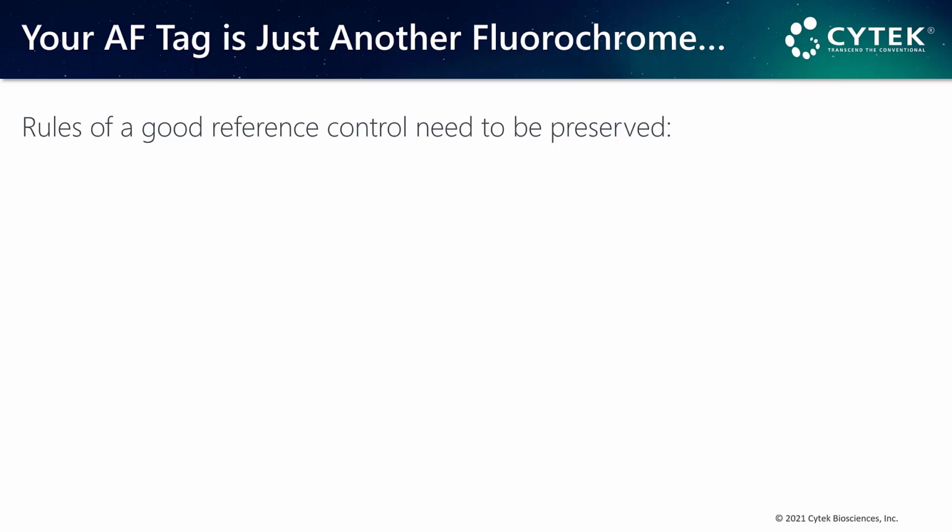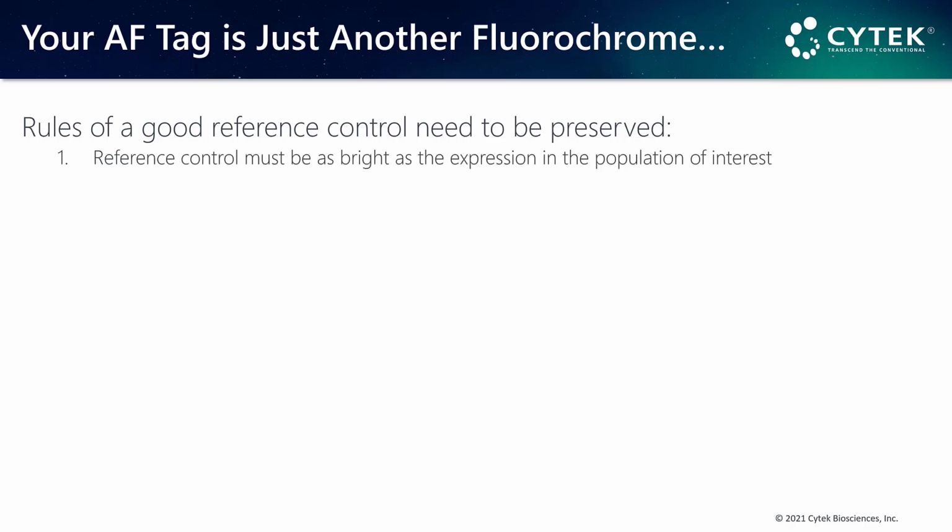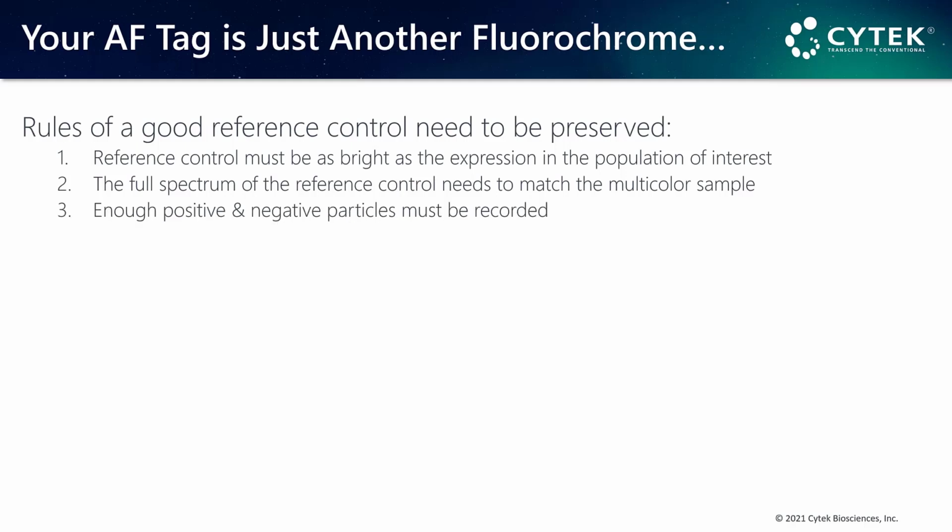To recap these rules, the reference control must be as bright as the expression in the population of interest. The full spectrum of the reference control needs to match the multicolor sample. We need to obtain enough positive and negative particles. And then we come to the fourth rule that states that the positive and negative particles must have identical autofluorescence. And here is where we need to break the mold.